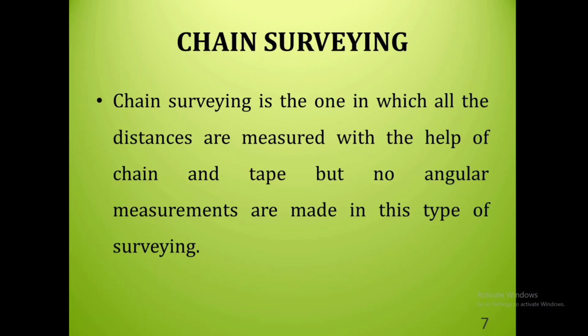Now let us study what is chain surveying. Chain surveying is the one in which all the distances are measured with the help of chain and tape, but no angular measurements are made in this type of surveying. That is, it is a linear measurement which is measured by using either chain and tape. It is only for linear measurements, and angular measurements are not done using chain.